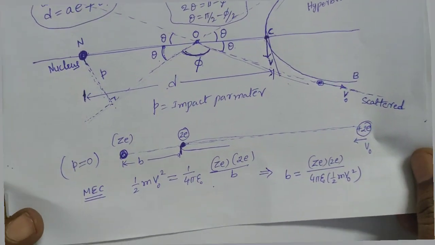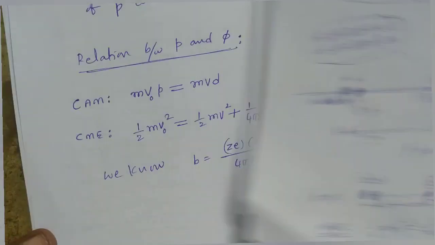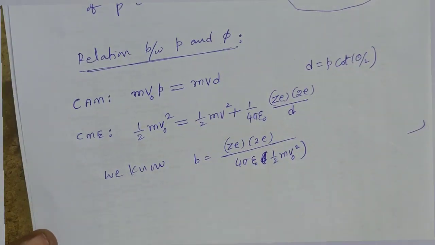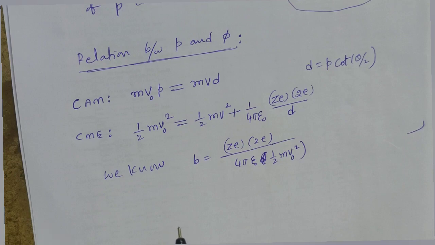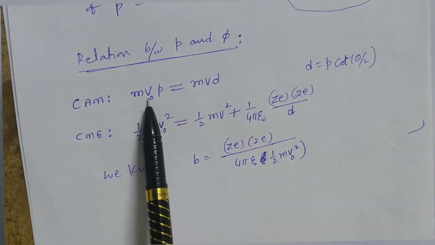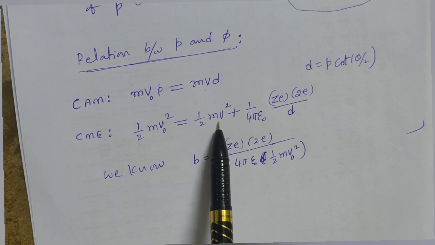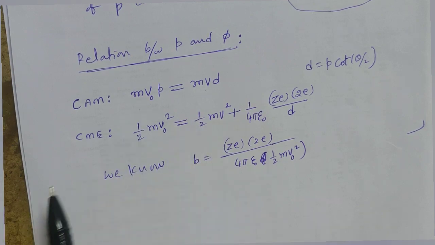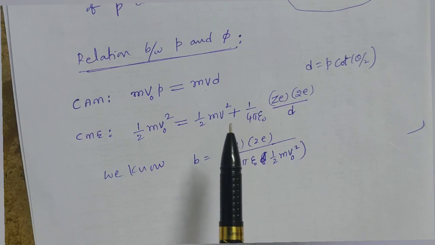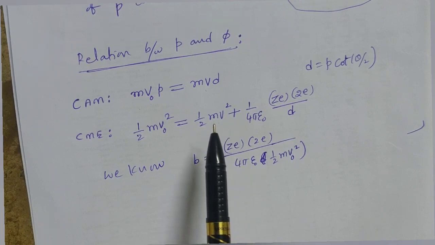When the impact parameter is 0, then B will be equal to half m v naught square. Now it is simply the manipulation of all these things. We need to eliminate V. From here V can be written as V naught P by D. So in place of V I can write V naught P by D. When I simplify these two relations, what I get is important.